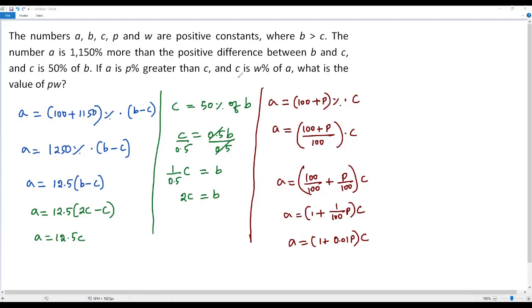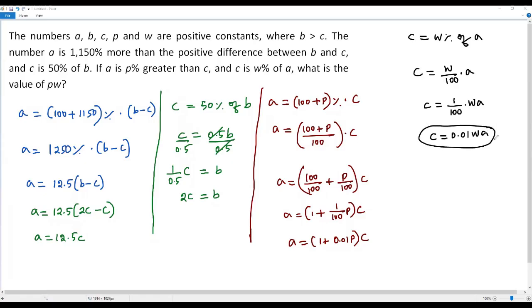That is, C is W percentage of A. Let me write it over here. C is equal to W percentage of A. We can write this W percentage as a fraction, that is W over 100, and for "of" we can consider multiplication, that is times A. So C is equal to W over 100 times A, which we can write as 1 over 100 times W times A. The value of 1 over 100 is 0.01, so C is 0.01 times WA.